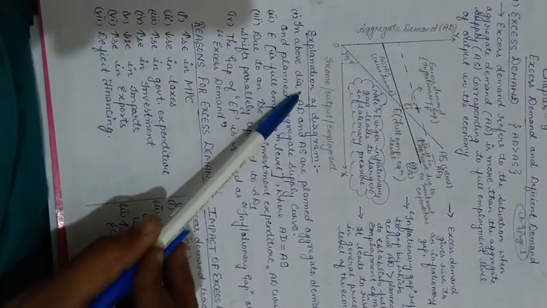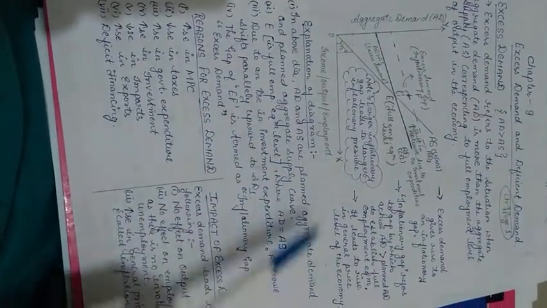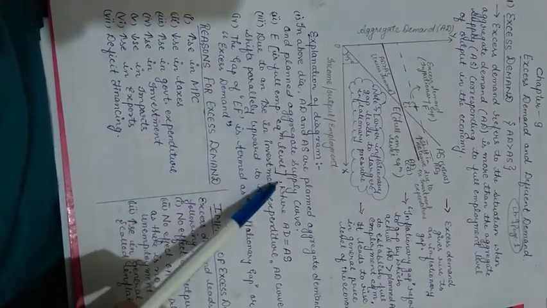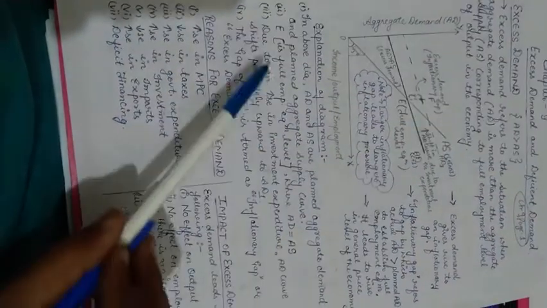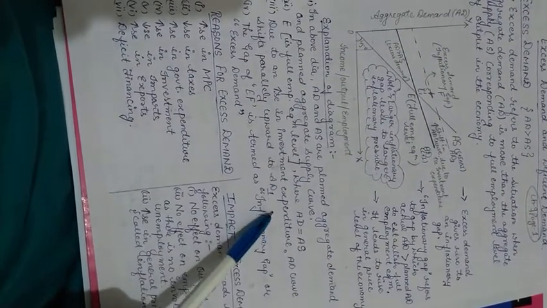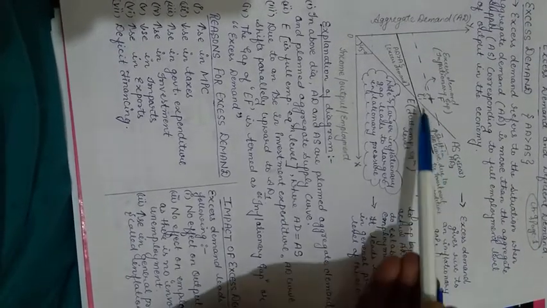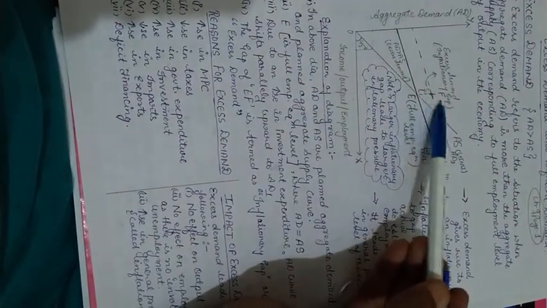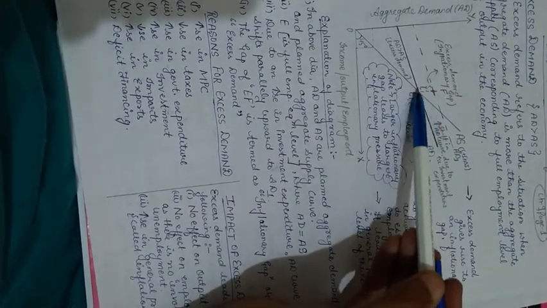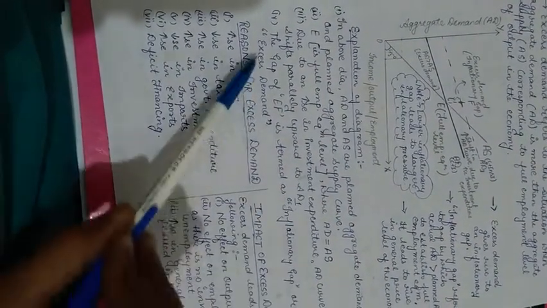Now here is the explanation of your diagram. In the above diagram, AD and AS are the planned aggregate demand and planned aggregate supply curves. E is the full employment equilibrium level where your AD is equal to AS. But due to an increase in investment, your AD curve is shifted parallel to AD dash. When we compare the two points, here is E and here is F. So the gap EF is termed as inflationary gap.